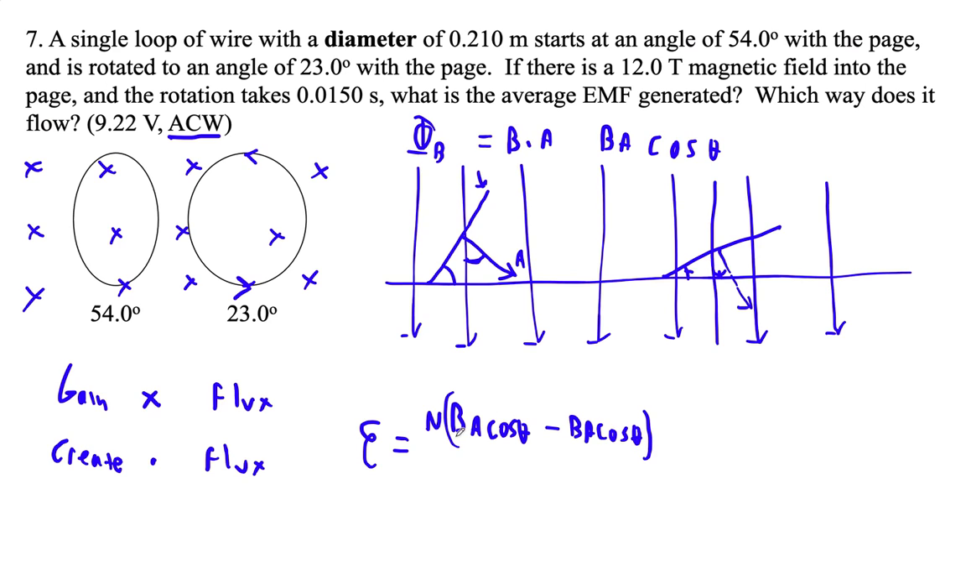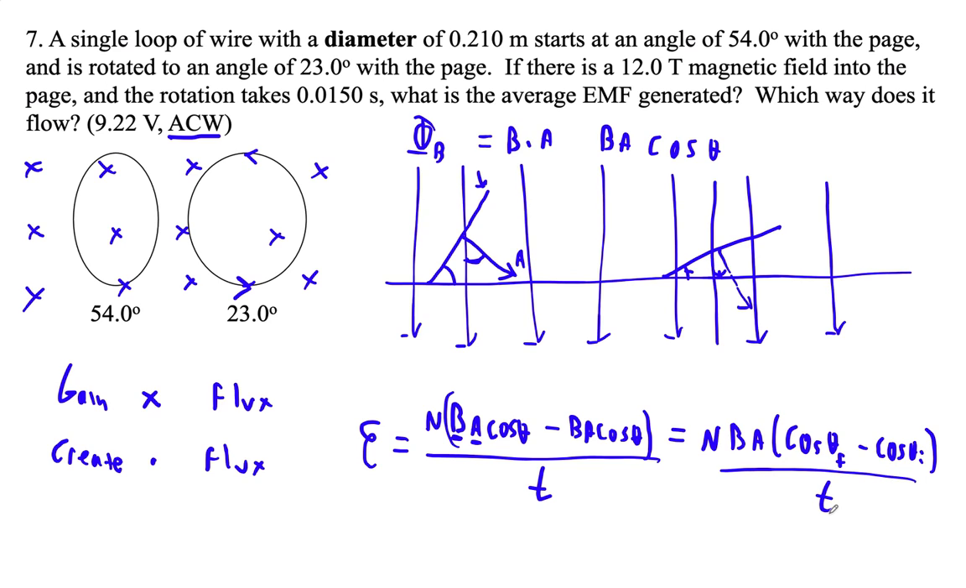Now, the magnetic field doesn't change, and the area is not going to change, but theta changes, right? So this ends up being N, B, A, cos theta final, minus cos theta initial. It's always final minus initial, okay? And then that's, of course, over time, right? Okay, so let's see. I think we have everything we need.